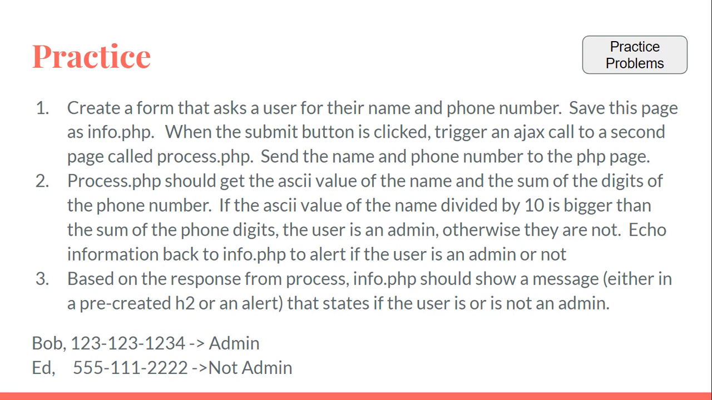Based on the response from process, info.php should show a message that states if the user is or is not an admin. So again, we're doing that without ever leaving info.php. We're working in the background and then using jQuery or an alert to show that. And at the bottom here, you'll find two sample sets of test data that will end their responses.